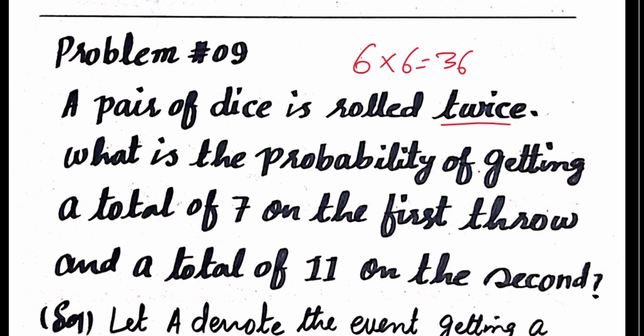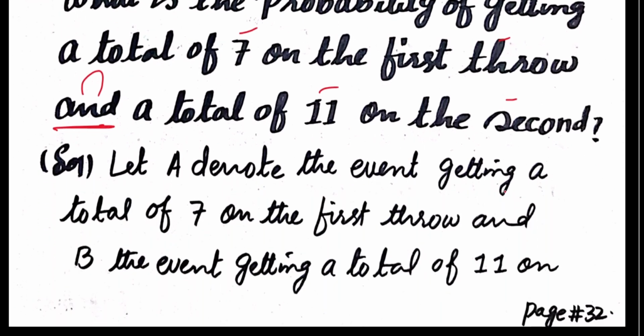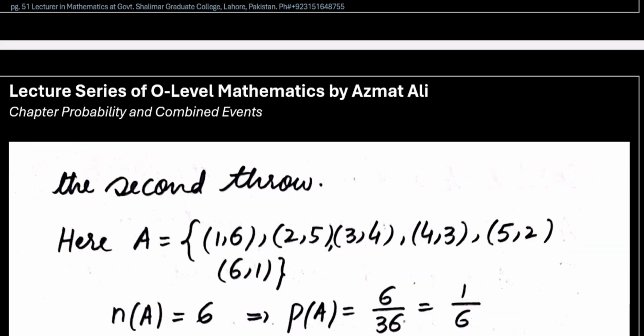What is the probability of getting a total of 7 on the first roll and a total of 11 on the second roll? And means intersection. Now you have to decide whether the events are dependent or independent. Let A denote the event of getting a total of 7 on the first roll and B the event of getting a total of 11 on the second roll.